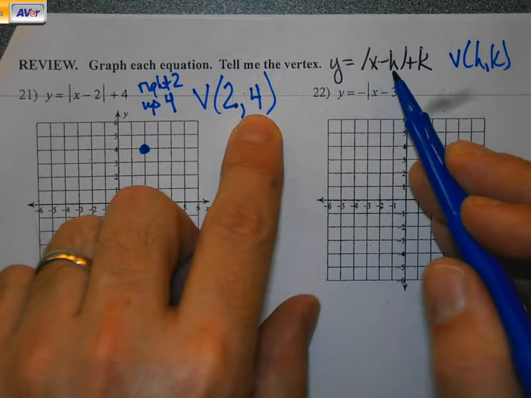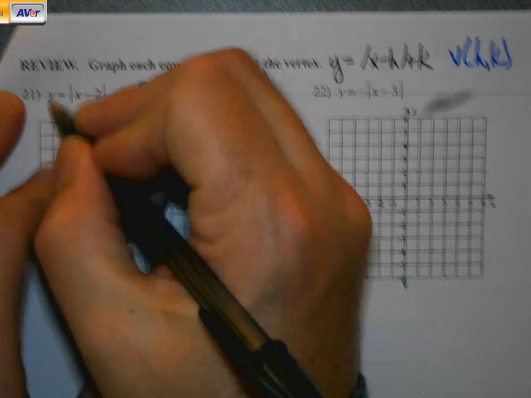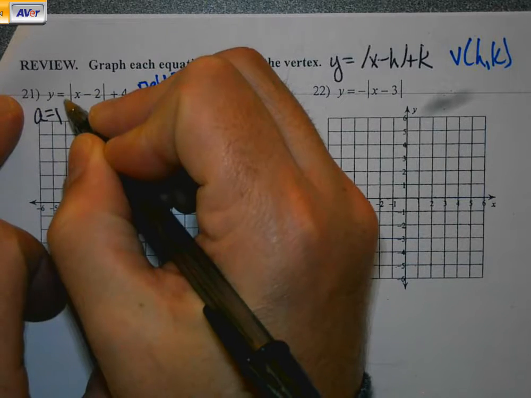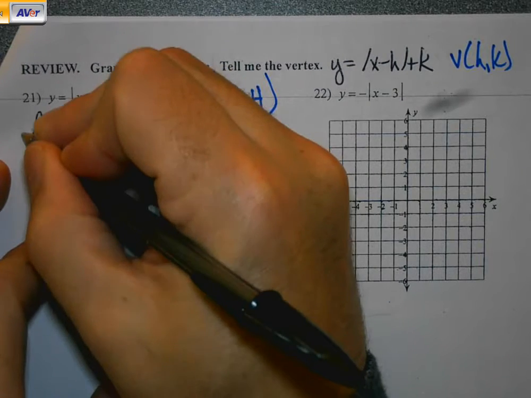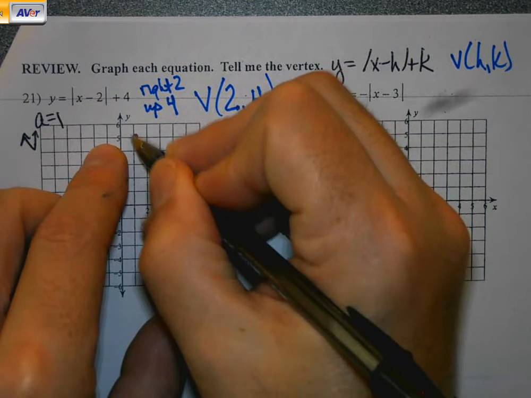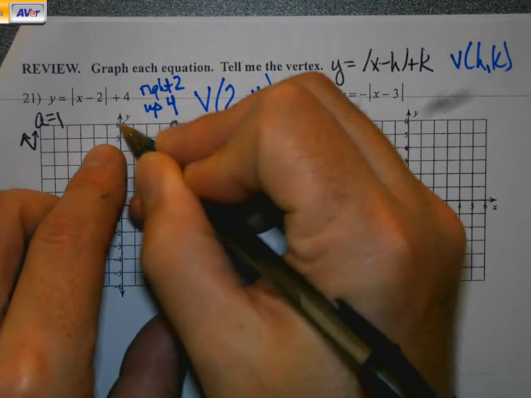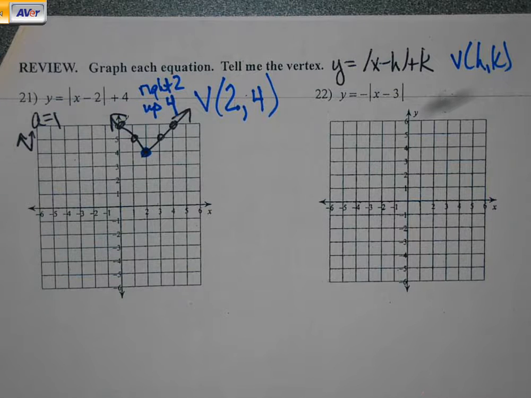And then if there's a number out here, that goes with it. So 2, 4 in this case. But I could also do it with my shifts. Lots of good choices. Here, my A value in front is 1. Now remember, A values tell us if our V is going to open up or down. So this one's going to open up because it's positive. And that 1 is my slope, air quote, slope. So I go up and over 1 in each direction. And that's my graph. So graph, vertex, good.